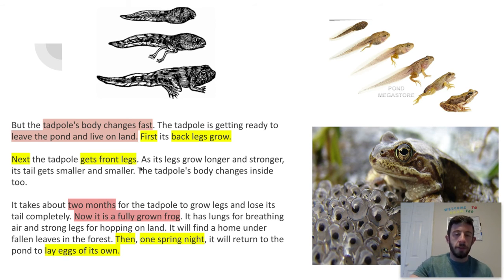There's even a little cause and effect here. See, as its legs grow stronger and stronger, as a result, its tail gets smaller and smaller because it doesn't need the tail anymore, right? So that's a cause and effect relationship right there.